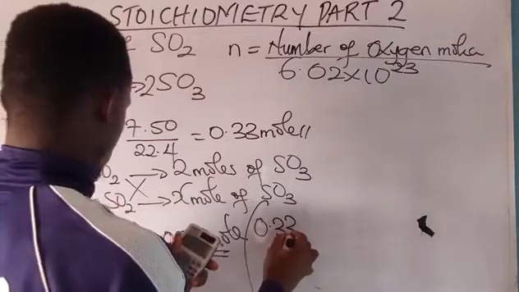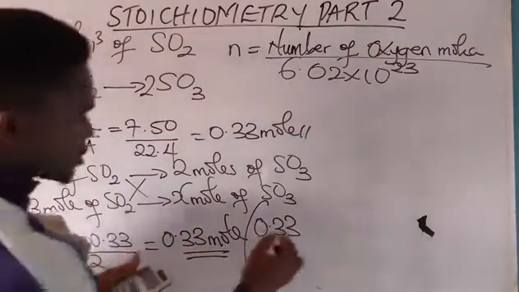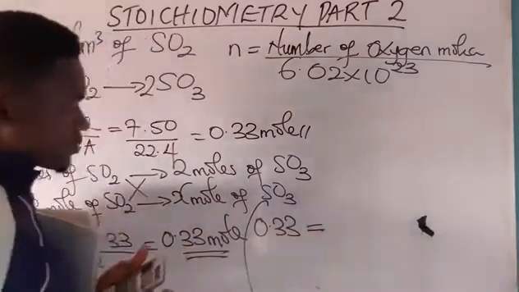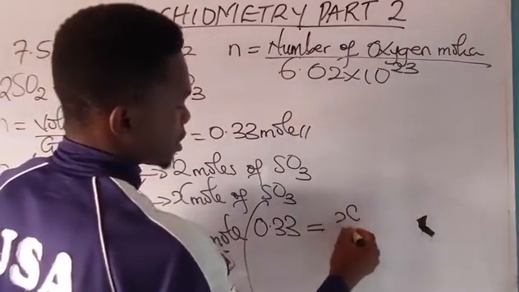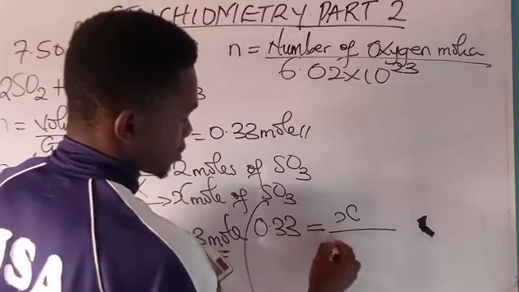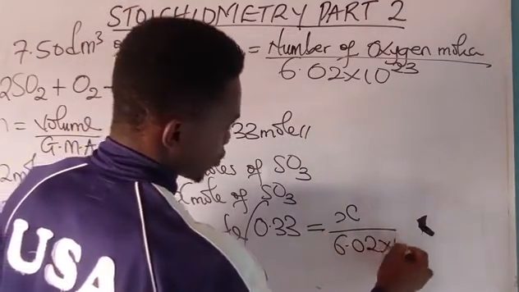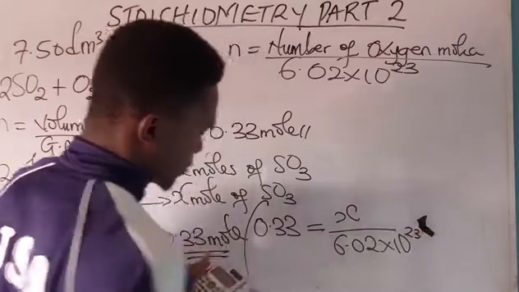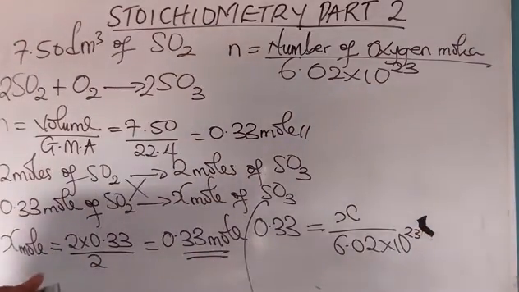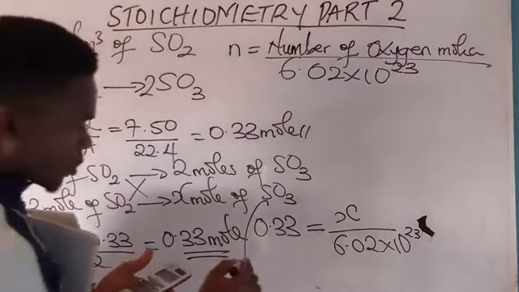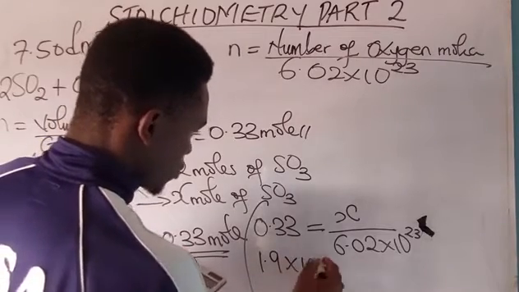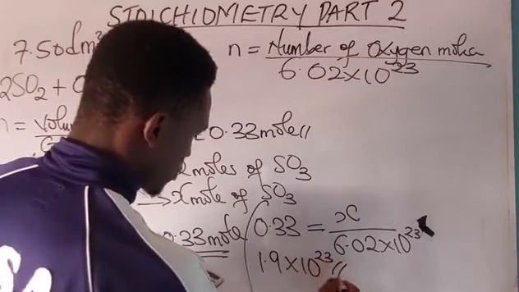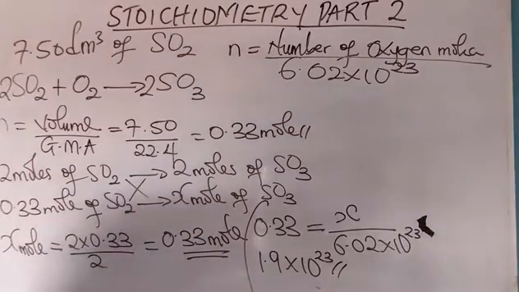0.33. Are you sure it's 0.33 equals what? I'll use x. Then Avogadro's number is 6.02 times 10 raised to 23. So 0.33 times 6.02 equals 1.9 times 10 raised to 23. Alright, so that is what you have the answer to be.